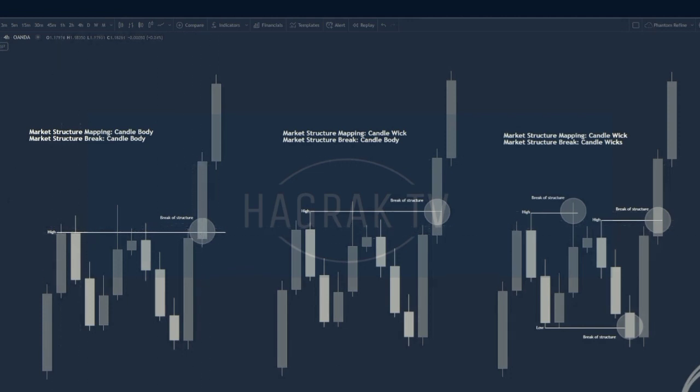Now, if we look at the second example, we're going to be identifying and mapping out structure using candle wicks, and we'll be identifying the market structure breaks with candle bodies. So similar to example 1, we can see we have this up move and we have this high candle, which is a swing high because this high is lower than this high and this high is lower than this high. We can see then that price moves to the downside and continues moving to the upside. We spike that high, but we don't actually close above the high, and then we trade back down.